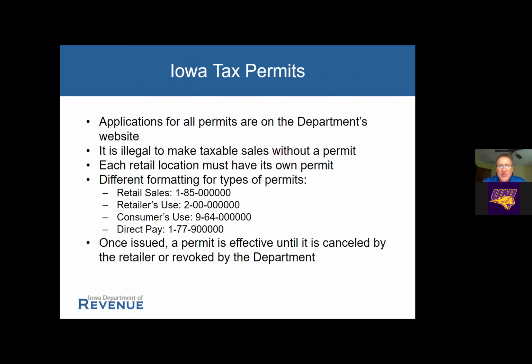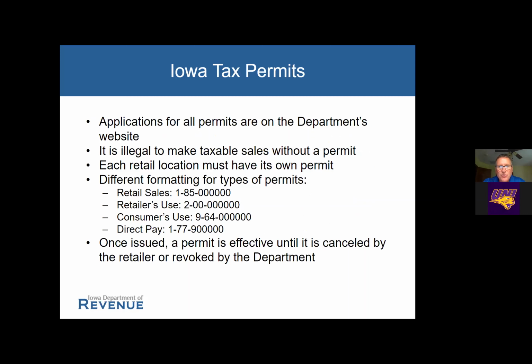Okay, as I did say, for Iowa tax permits, applications for all permits are on our website. I'll give you the web address here a little bit later on if you're not familiar with it. And it's illegal to make taxable sales in Iowa without a sales tax permit. Okay, so if you are making taxable sales in Iowa, you've got to have a permit to do that.